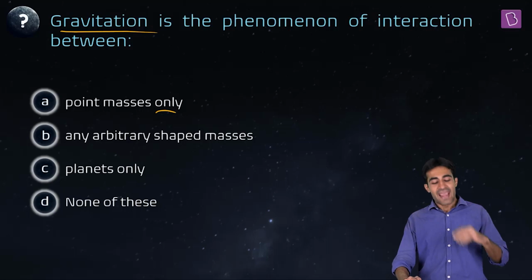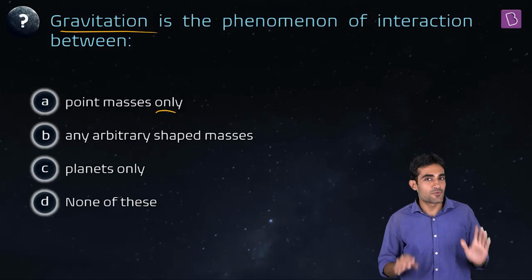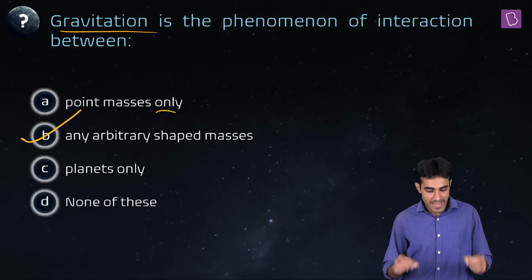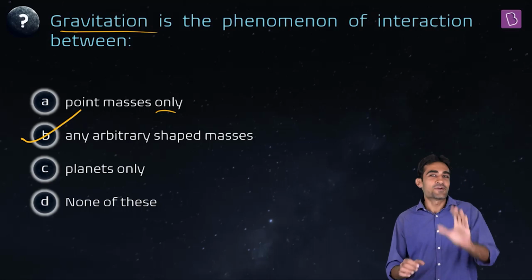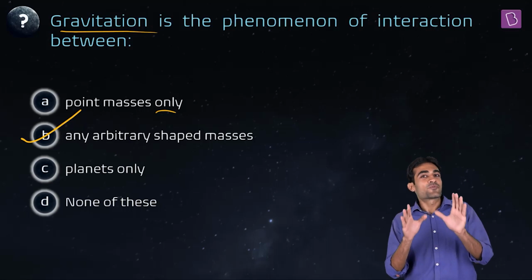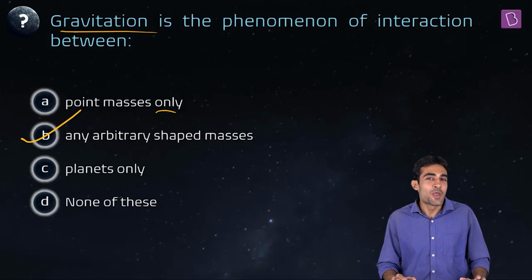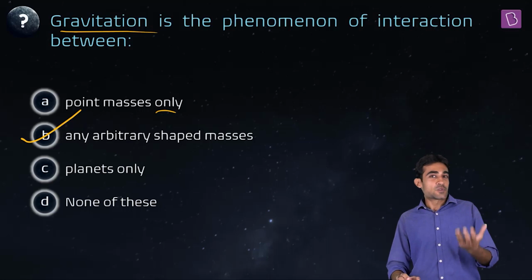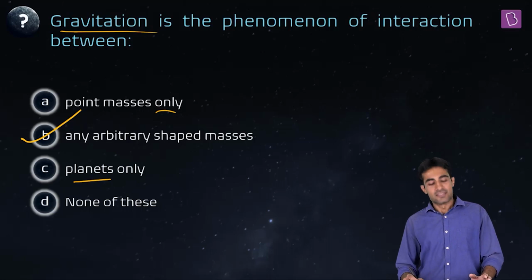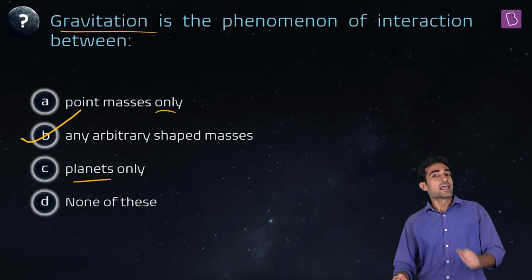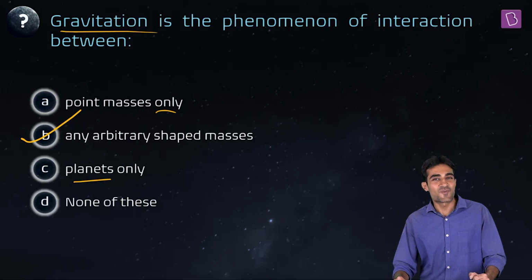Now, option B. Any arbitrary shaped masses. Yes. If we have two objects which have masses, gravitational force will act between them. So option B is correct. Option C, planets only. Well, gravitational force do act between planets, but not only between planets. I will give you an example. The mobile or tablet in front of you and your nose both have masses. So gravitational force is acting between these two objects. Although that force might not be that much noticeable. So, we can say gravitational force acts between any two masses, not only between planets. So, option C, we won't pick that. And option D, none of these, we won't pick that also. So, option B, any arbitrary shaped masses, is the right answer for our question.